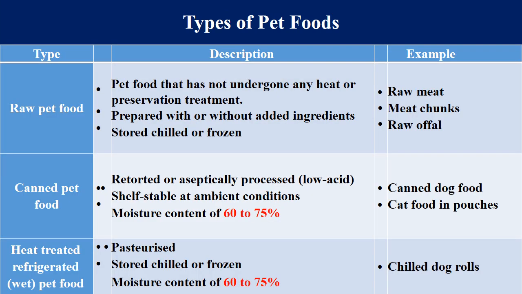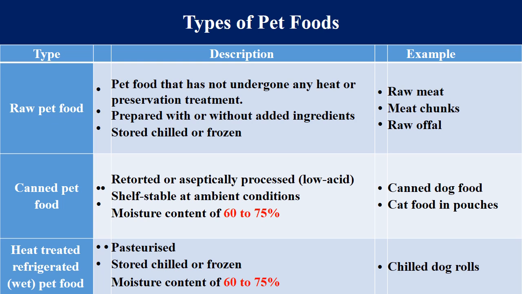Now we will discuss the types or classification of pet food in a little bit of detail. The first category is raw pet food. This is pet food that has not undergone any heat or preservation treatment, and it is prepared with or without any added ingredients, and it is stored either chilled or frozen. The examples are raw meat as such, meat chunks, or raw offal. So without any heat treatment or preservation, they are just packed and stored either chilled or frozen. That is raw pet food.